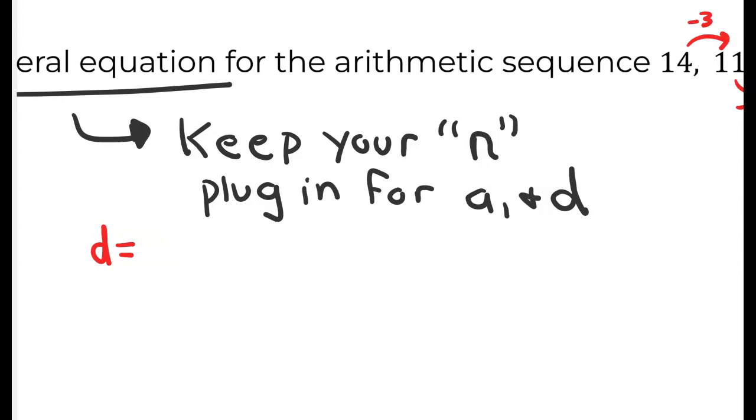Should be -3. That would have been bad if I didn't do that. -3, since you're taking away 3. And then our first term, that's the other thing we need, is your 14. This is the first term you see in our sequence. So that's our A of 1.